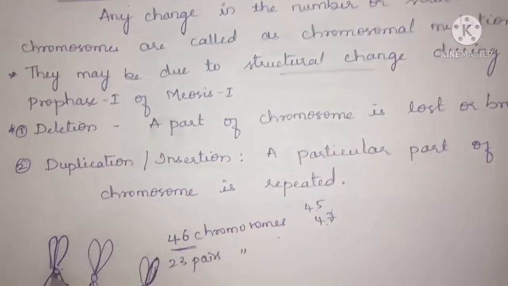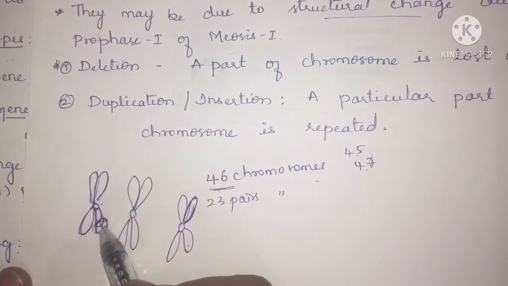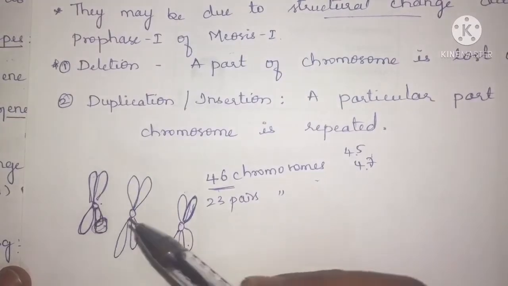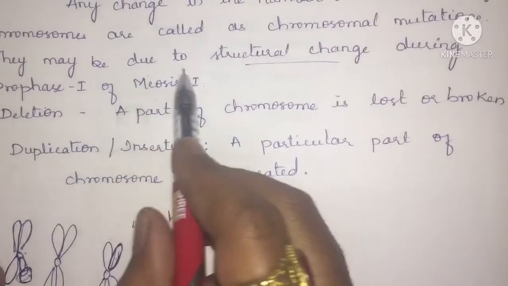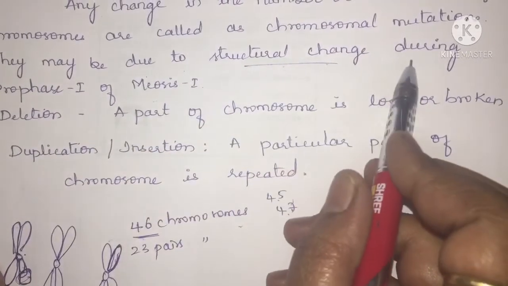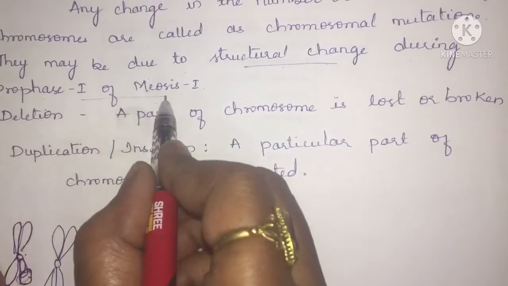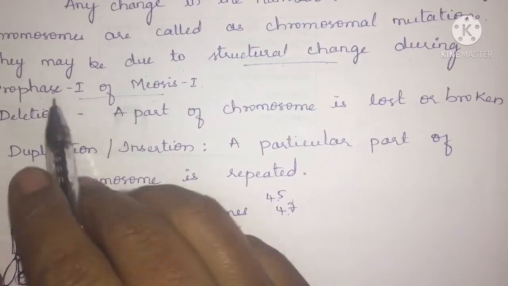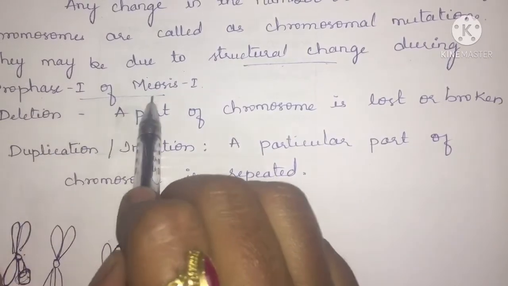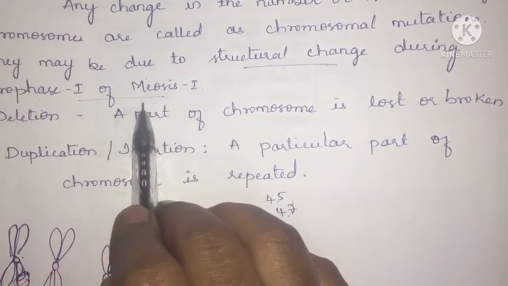As I have said, a change in the structure. I have deleted a part here, or it might be because of insertion. Some part might have been deleted, whatever the reason. So it might be due to structural change during prophase 1 of meiosis 1. The chromosome structure has been changed. When can it change? It can change in prophase 1 of meiosis 1. Hope you remember prophase 1 of meiosis 1.